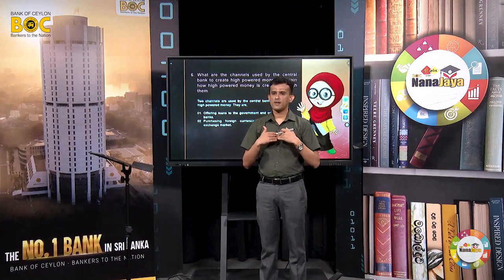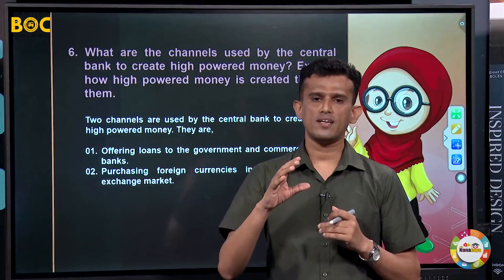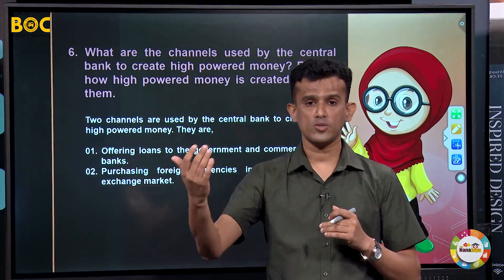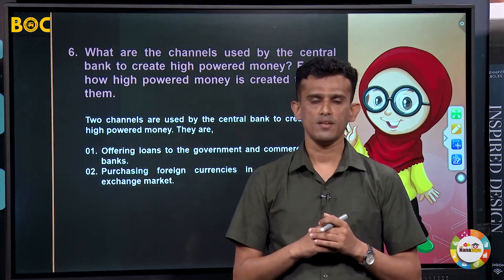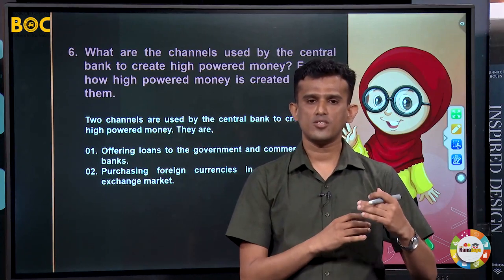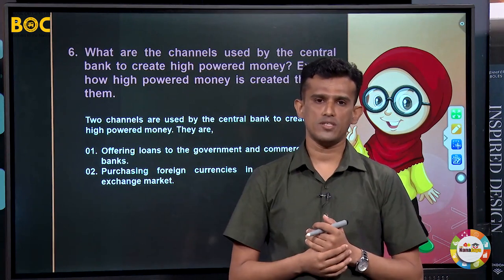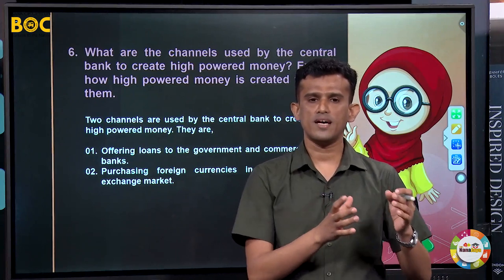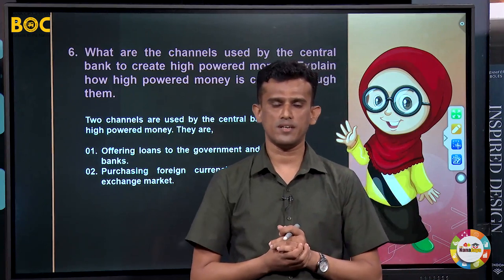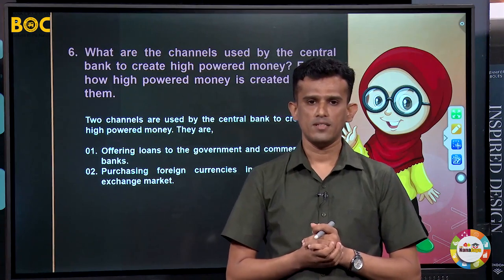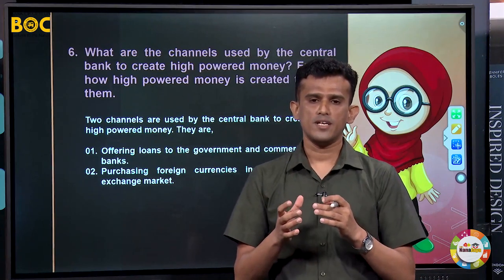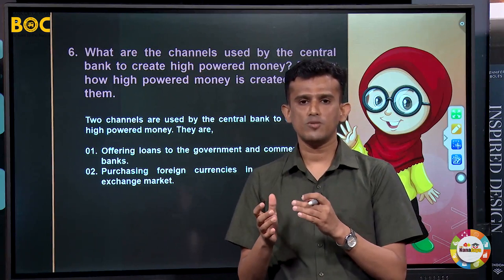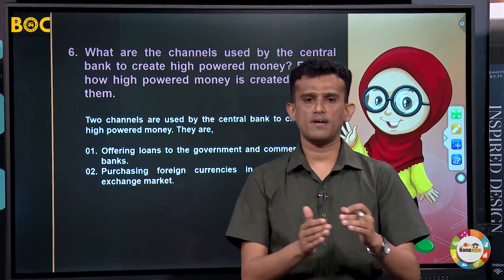So when the central bank offers a loan to the government in terms of currency notes and coins, the government will use those currency notes and coins to pay salaries to their employees, to purchase other goods and services to carry out the government operations. As a result, these currency notes and coins become the assets of the general public of the country. Right? This is one method of releasing the currency notes and coins issued by the central bank, printed by the central bank, to the economy.